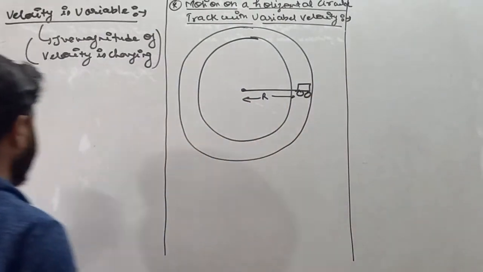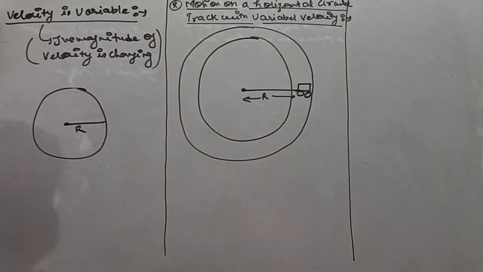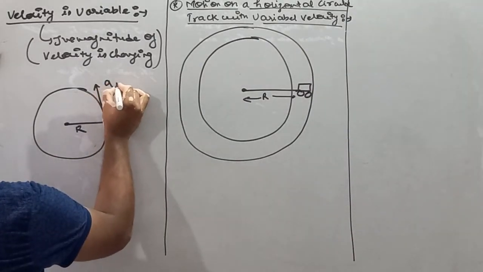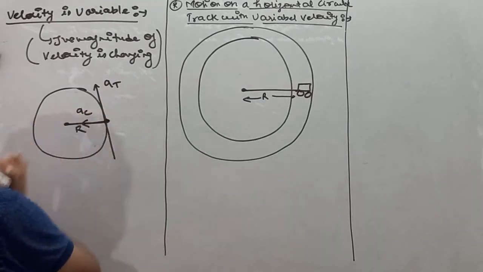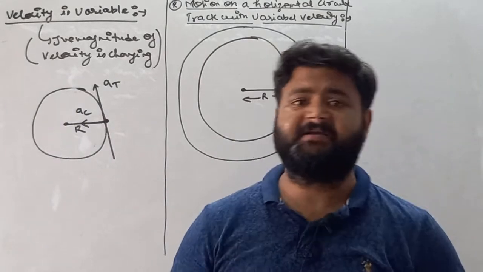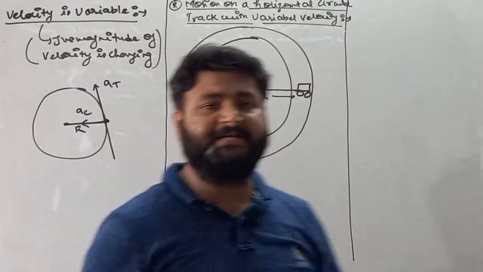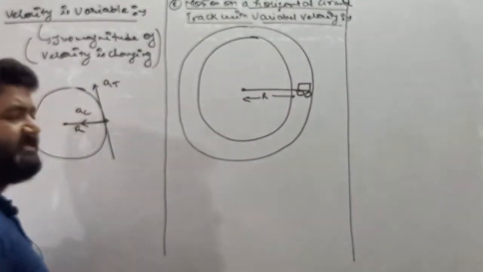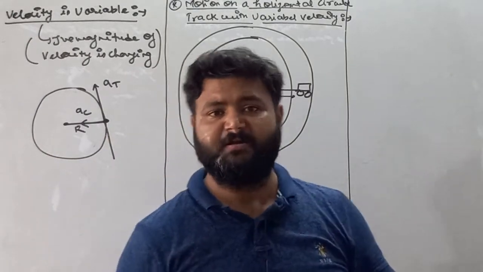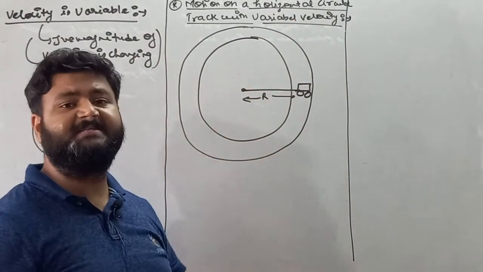So see, my dear student, as we know, if the particle is in circular motion, let's suppose the radius of the circle is r, then the particle carries two different accelerations. One is tangential acceleration and another is centripetal acceleration. In circular motion we already discussed that both accelerations work differently. Tangential acceleration changes the magnitude of velocity and centripetal acceleration changes the direction of velocity when the particle is in circular motion.